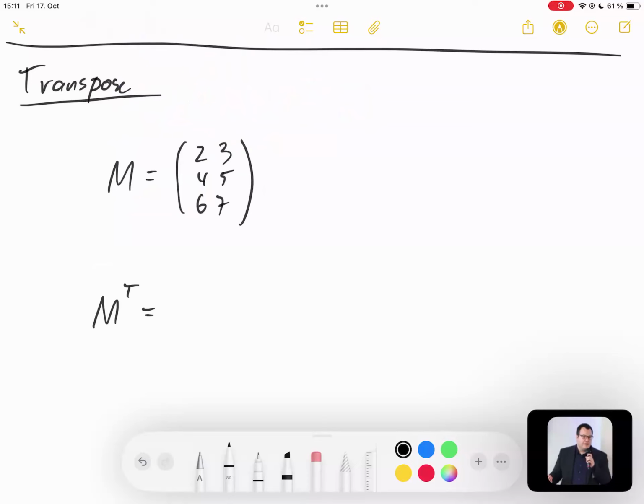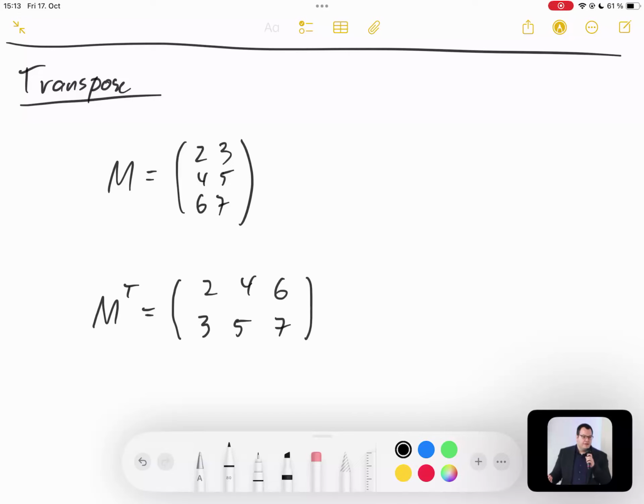Everyone remembers it, so I don't need to explain it in detail, but you can quickly tell us in the chat what the transpose of M would be. Already telling you this, M has 3 rows and 2 columns, and the answer will have 2 rows and 3 columns. So this is 2, 4, 6, and 3, 5, 7. So just turn rows into columns and columns into rows.